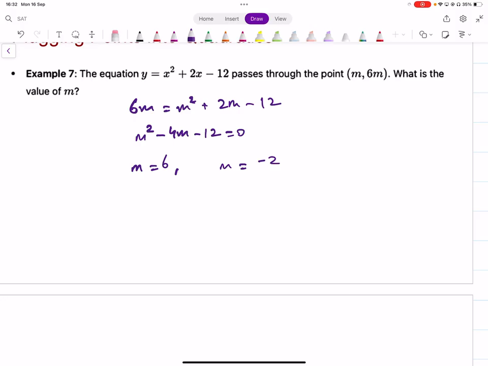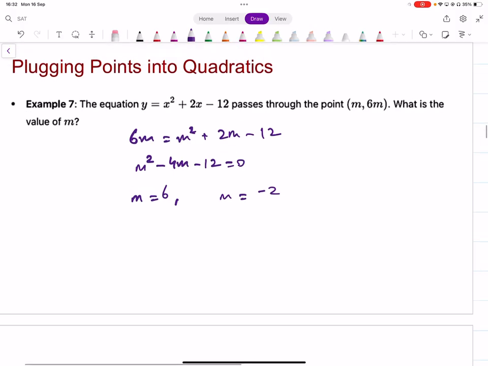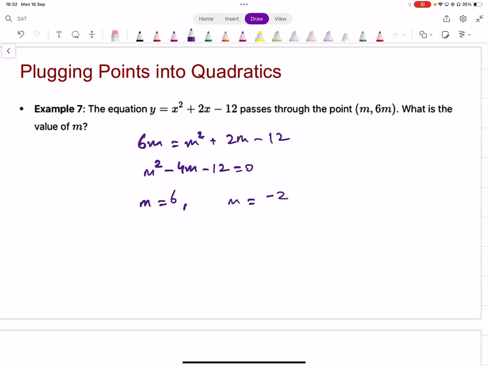All right. So this is what you need to know about solving quadratic equations. Sometimes you can plug in points back in the equation to find the result.